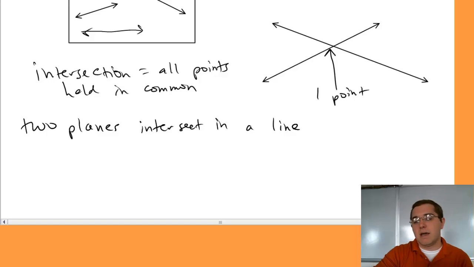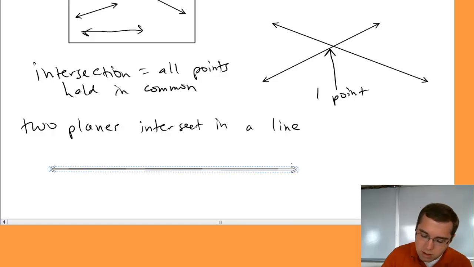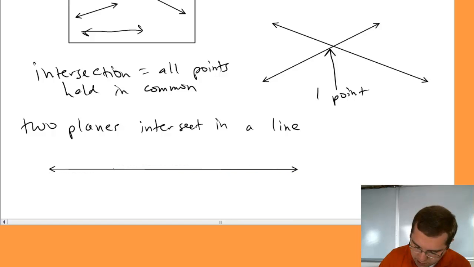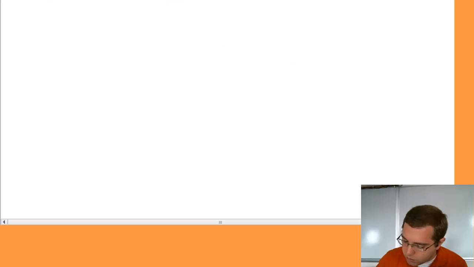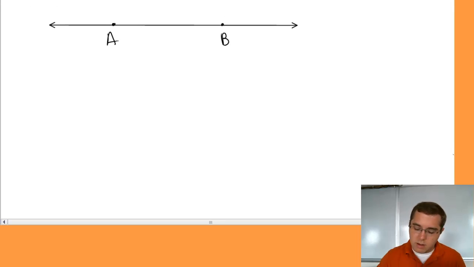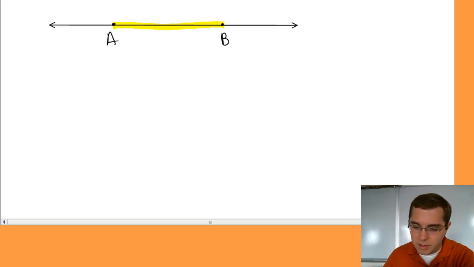Now I can take a line, and let's say I don't want to deal with the whole line. I'm only interested in a piece of it. Well, a piece of a line has a name. Let's take a line AB here. And if I only want that piece between A and B, that's called the segment AB.